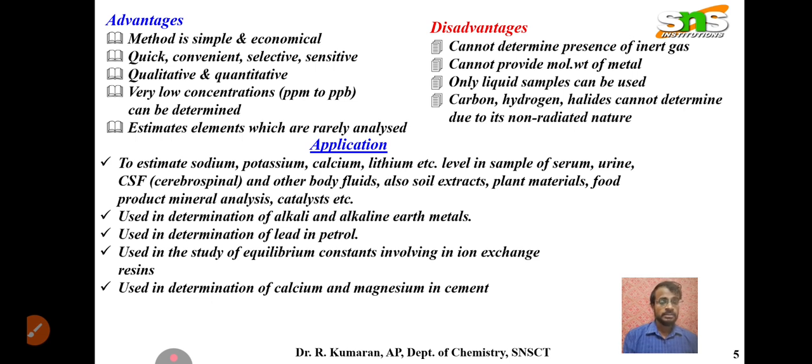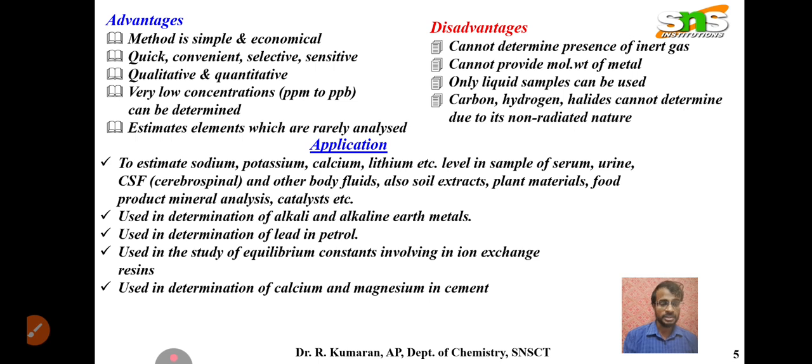And what are the disadvantages? It cannot determine the presence of inert gas. That's the main disadvantage of the flame photometer, and it cannot provide the molecular weight of the metal. Other techniques can reveal the molecular weight, but flame cannot. Only liquid samples can be used. Carbon, hydrogen and halides cannot be determined due to their non-radiating nature. These are some of the disadvantages of the flame photometer.